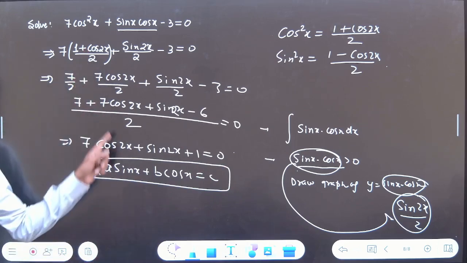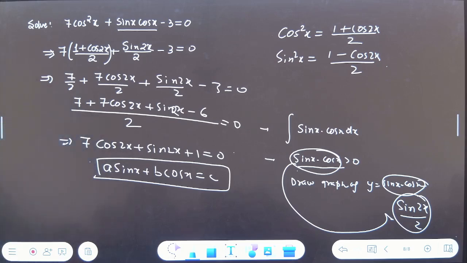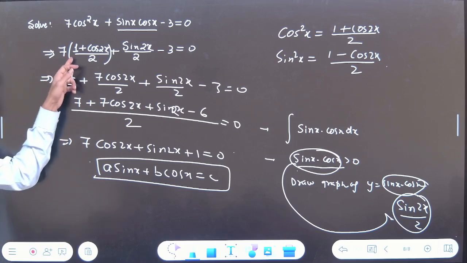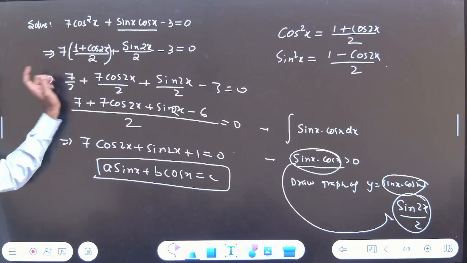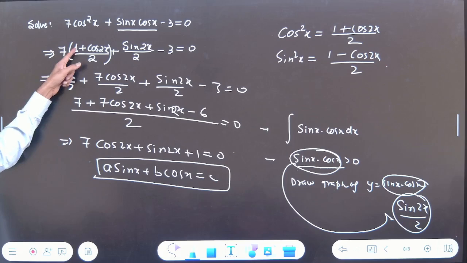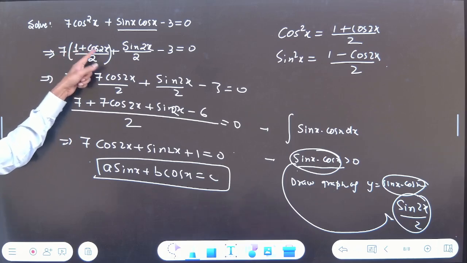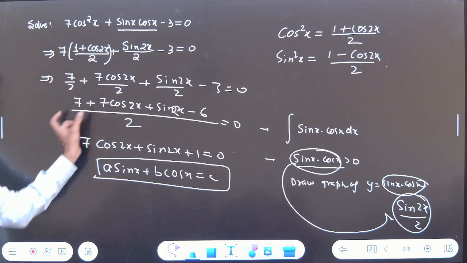So first of all, write down all these steps. First step, cos square x, formula I change to 1 plus cos 2x by 2. 7 I will multiply, 7 into 1, 7 plus 7 cos 2x. By 2 is there, I will divide.